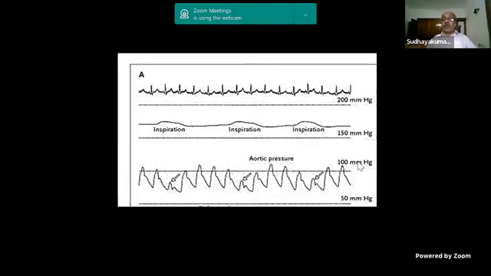So start deflating gradually. At 110, tick, tick, tick, tick. At around 100, tick, tick, tick, tick, tick, tick, tick, tick. And when it reaches 80, tick, tick, tick, tick, tick, tick. So from that clustering and pauses to continuity, that is the difference in the pulses, pulsus paradoxus.